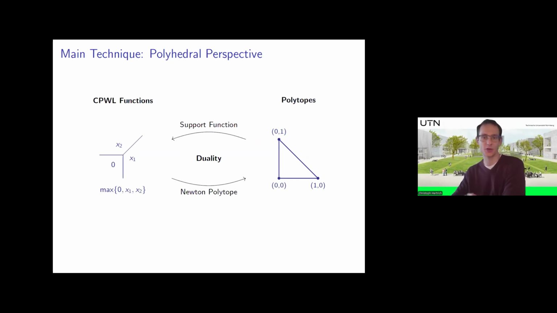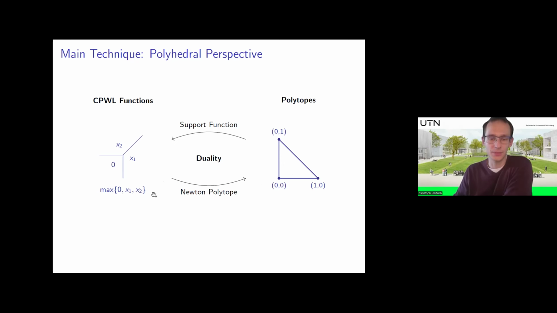So here's how you use polyhedra. And that works via a nice duality statement. Neural networks compute continuous and piecewise linear functions. And one of these functions is just the maximum of 0, x1, and x2. So let's look at this example. If you have a continuous and piecewise linear function that is convex, like this function, you can associate a polyhedron with that, a polytope actually.